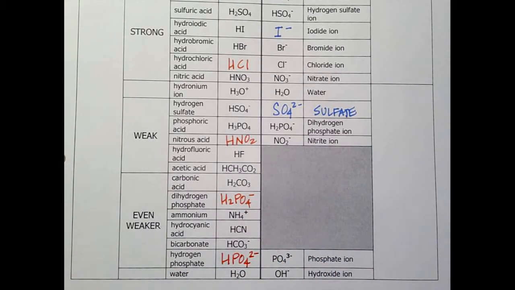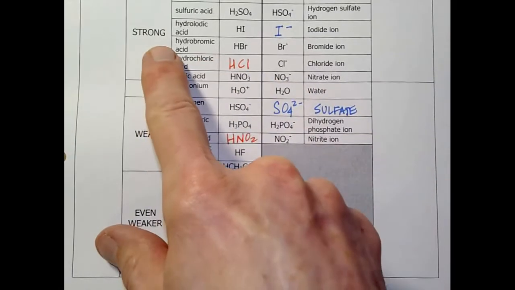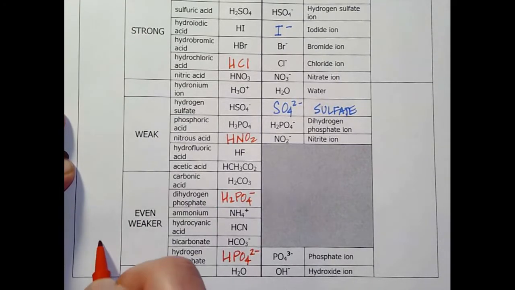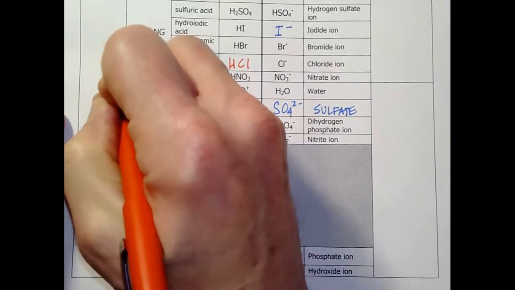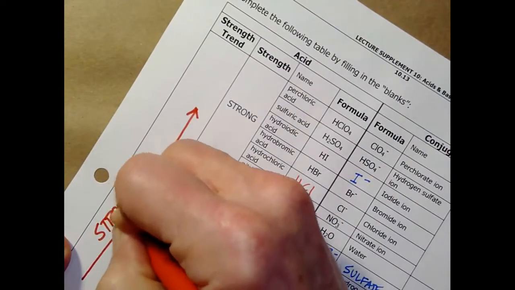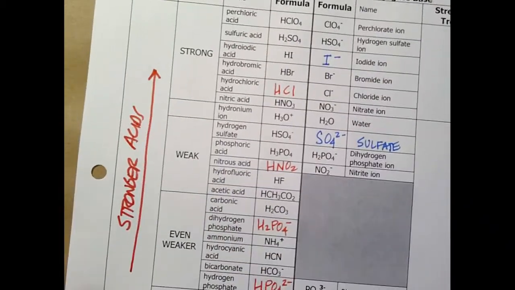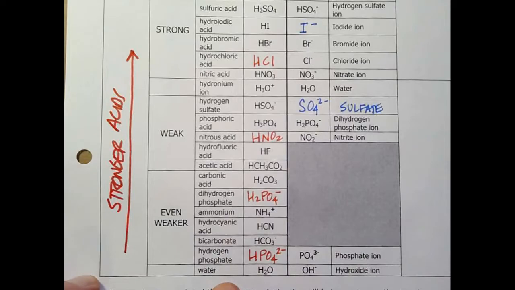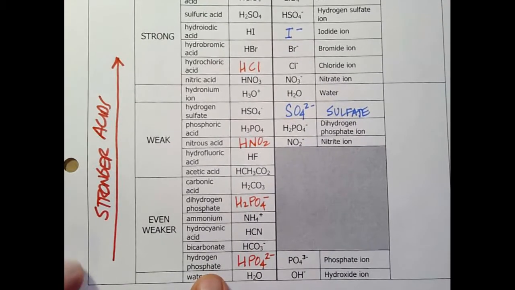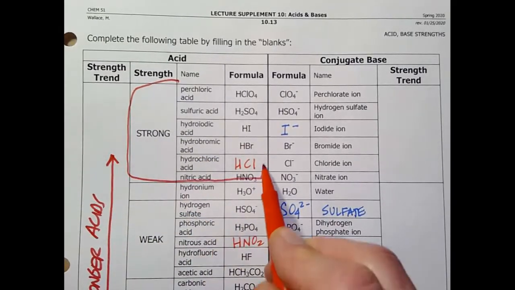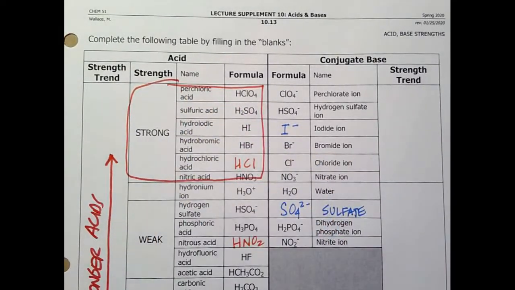Okay, now you'll notice it says strong, weak, and even weaker. So here's what I'm going to do. The trend for this list of acids is this direction is stronger acids. So the weakest acid on the list is water, hydrogen phosphate. The strongest acids are actually all of these that we've been categorizing as strong acids from the very beginning.